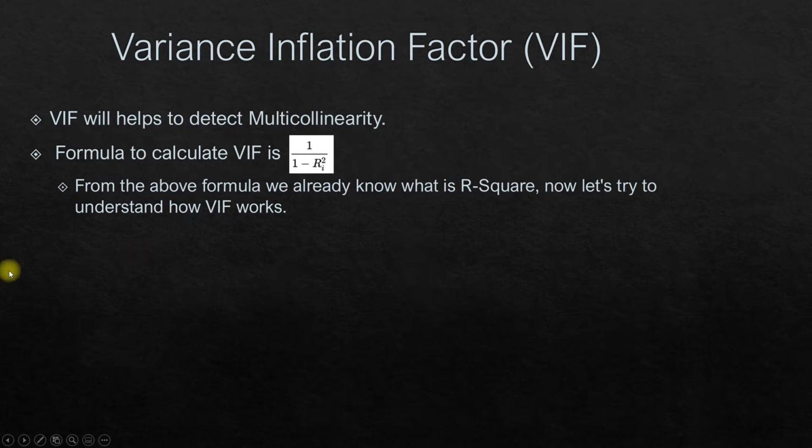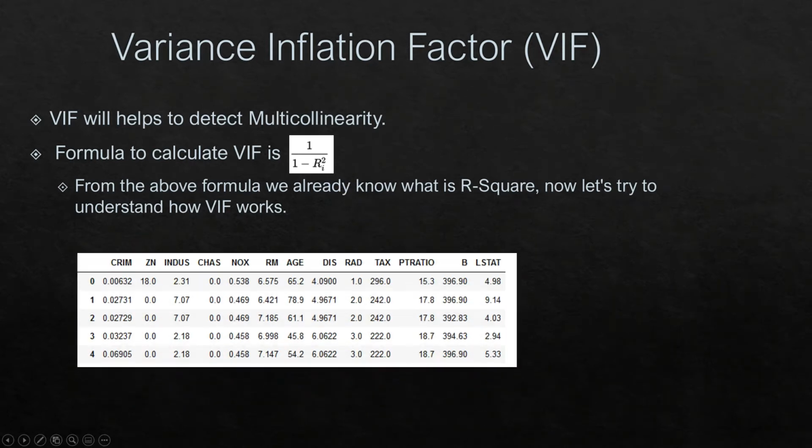Now we'll try to understand how this VIF works. We'll take our Boston house data that we used in all our previous videos. If you observe, we don't have a dependent variable here, which is our target variable, because we obviously need to find the multicollinearity between our independent variables. I'm not worried about the dependent variable. Now, among these independent variables, first I'll make CRM my dependent variable, which is my target, and I'll make the remaining variables independent variables.